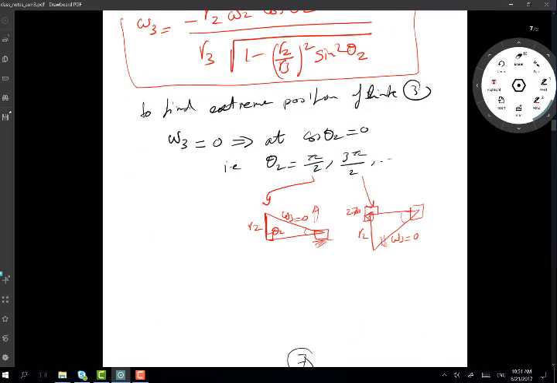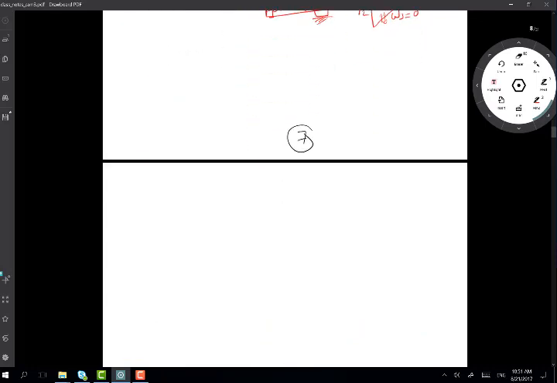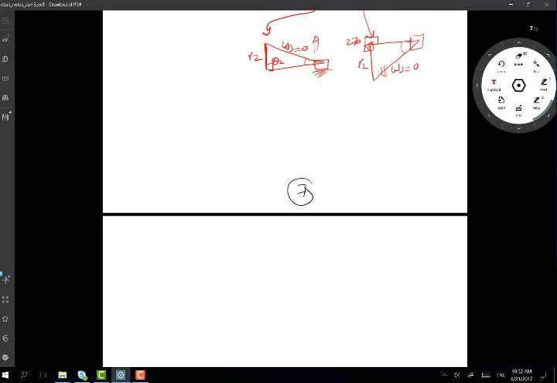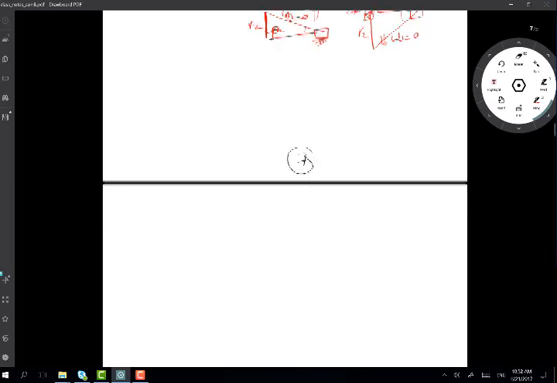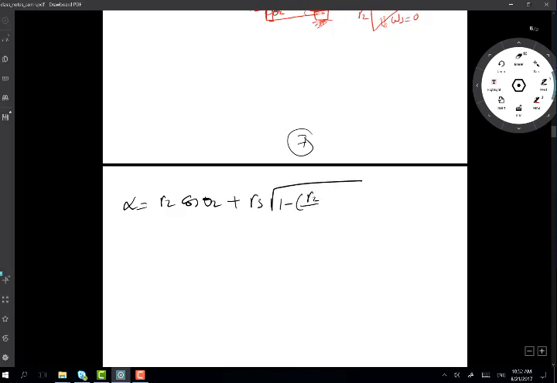All right. So now if I also wanted to differentiate my slider position equation and find the sliding velocity, I can also do that. The expression for x was r2 cosine theta 2 plus r3 times the square root of 1 minus (r2 over r3) squared sine squared theta 2.